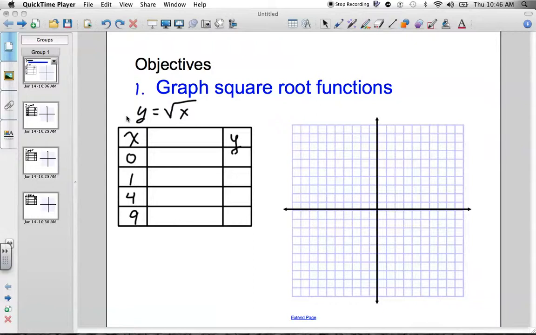Hello students, this is Mr. Anderson and this lesson is on graphing the square root function. Let's take a look at the parent equation y equals the square root of x, and we'll use an input-output table and then plot the ordered pairs and connect the points.